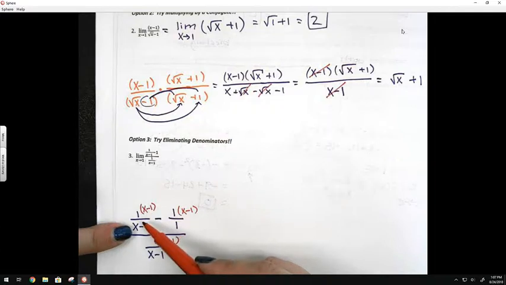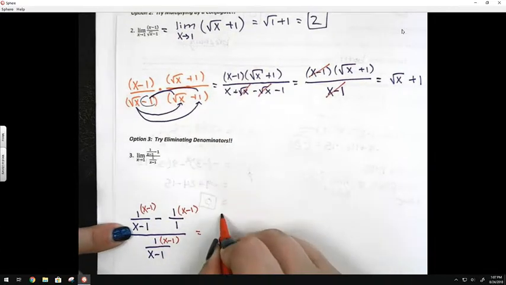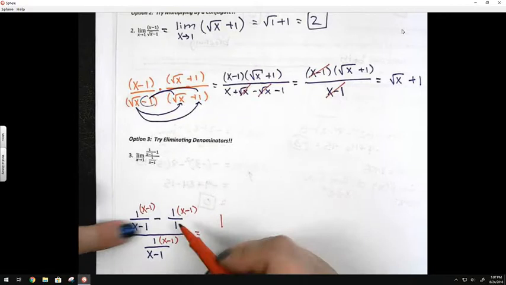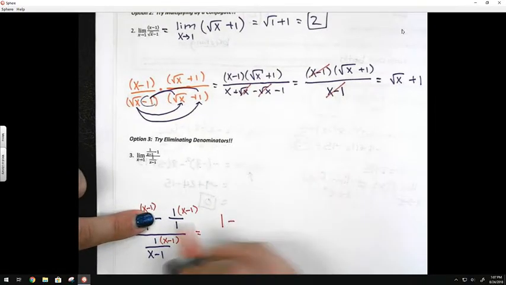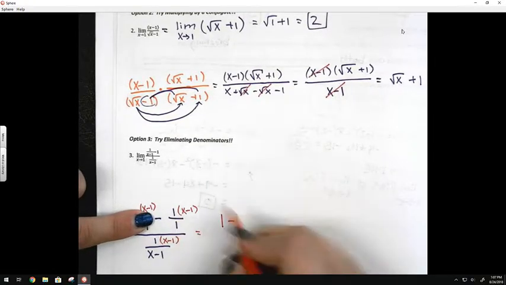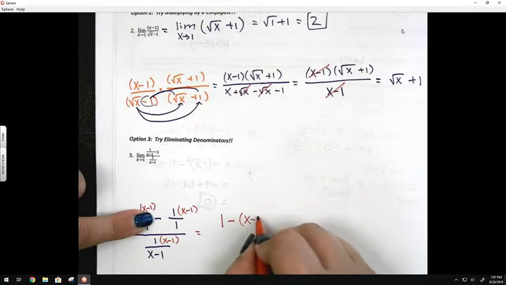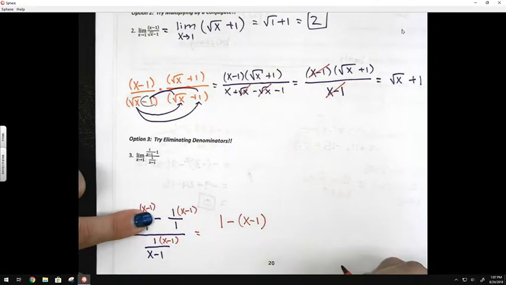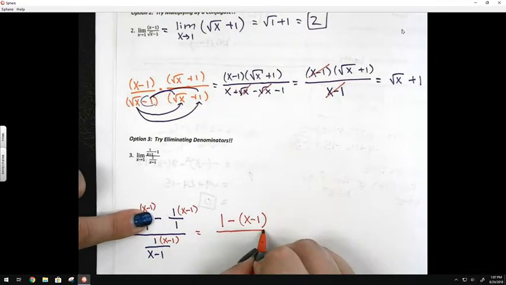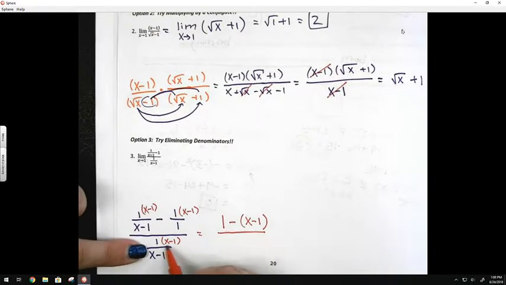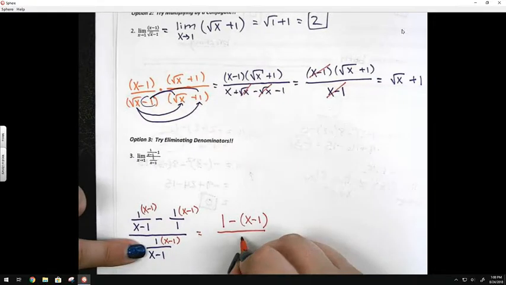Other, and I'm literally just left with the number 1. Okay, over here, I've got a minus, and this, nothing cancels, but that's okay. I've just got x minus 1. And then on the bottom, x minus 1 over x minus 1, those cancel each other, and I'm left with the number 1.